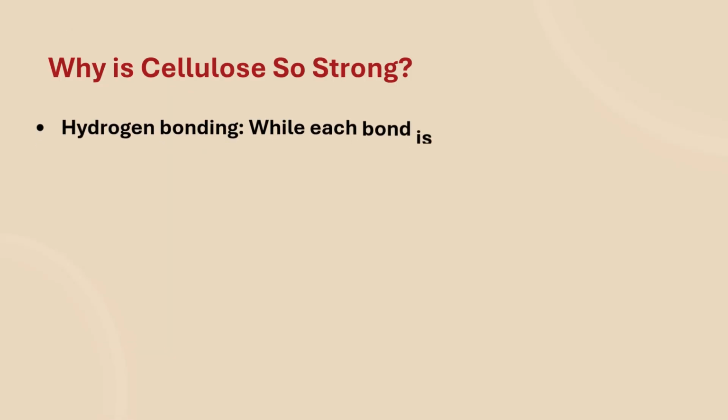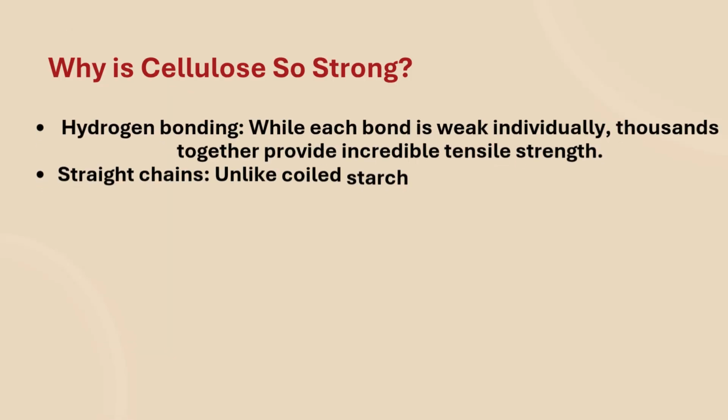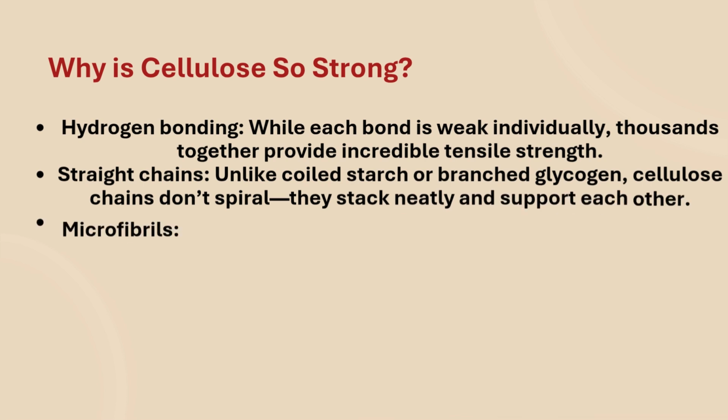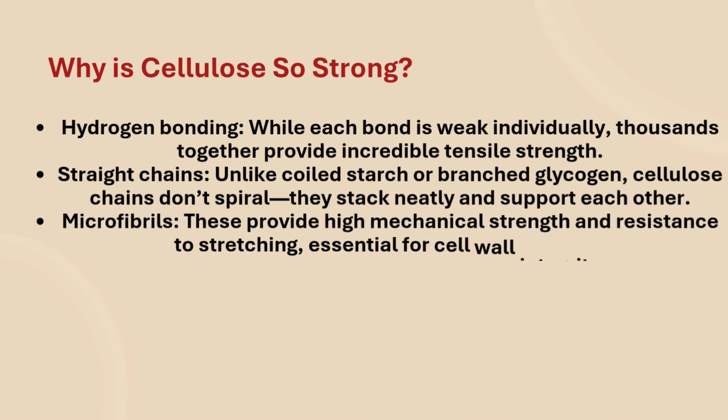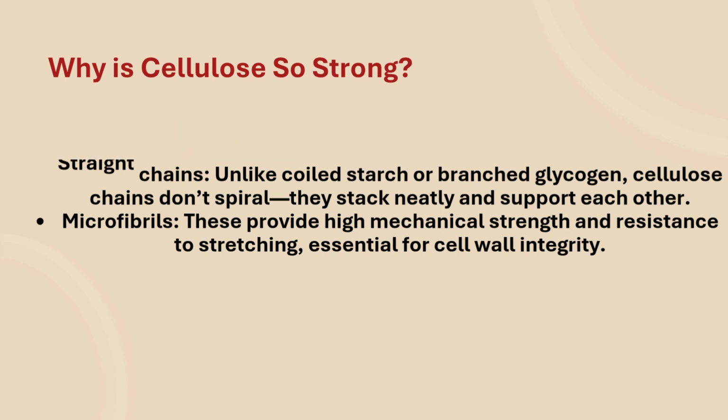Why is cellulose so strong? Hydrogen bonding. While each bond is weak individually, thousands together provide incredible tensile strength. Straight chains. Unlike coiled starch or branched glycogen, cellulose chains don't spiral. They stack neatly and support each other. Microfibrils. These provide high mechanical strength and resistance to stretching, essential for cell wall integrity.